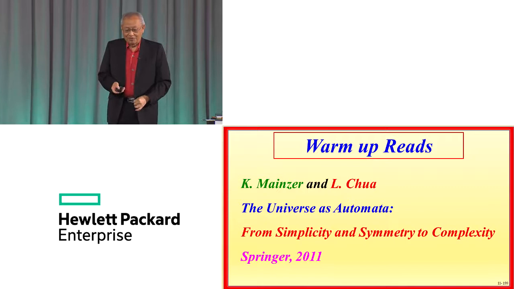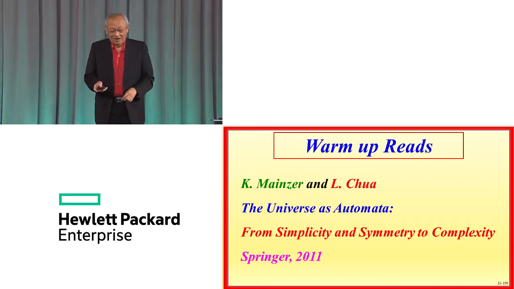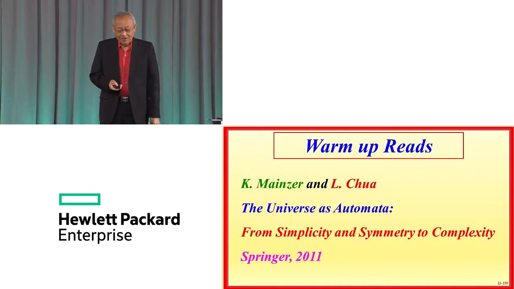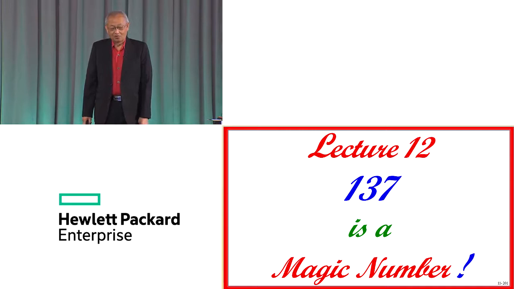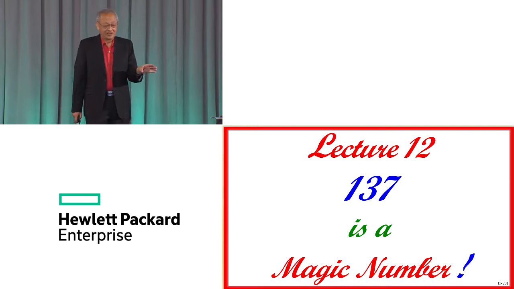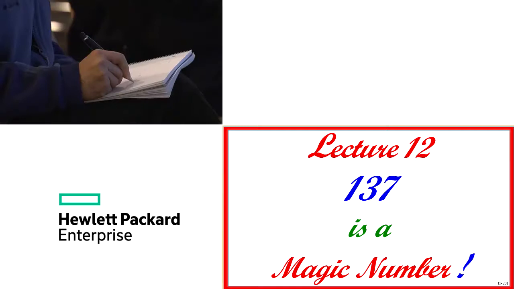Some of you might want a short introduction. Professor Mainzer and I, again, it was written by Mainzer. It's a small, skinny book by Springer in 2011. It's called The Universe as Automata. So lecture 12, before I quit, which is the next lecture, is going to be called 137 is a Magic Number. It's not just about 137, there are a lot of other interesting things. But 137 is something that you would want to remember for the rest of your life.